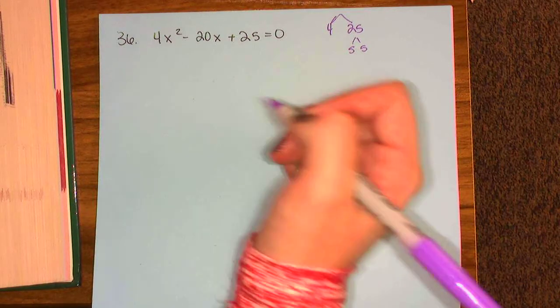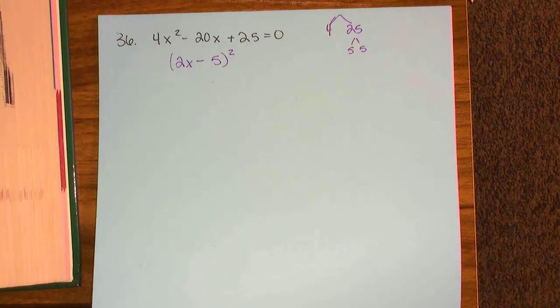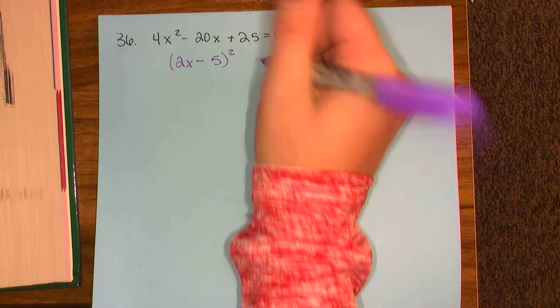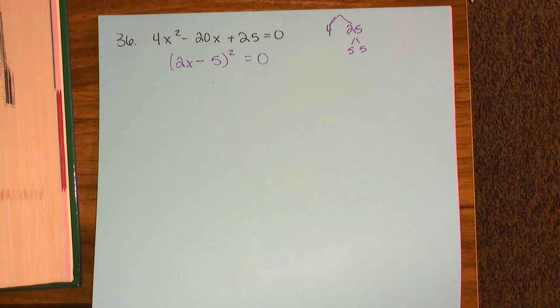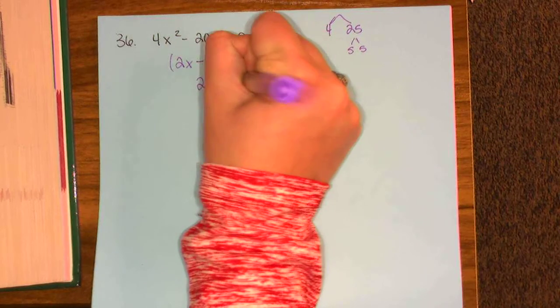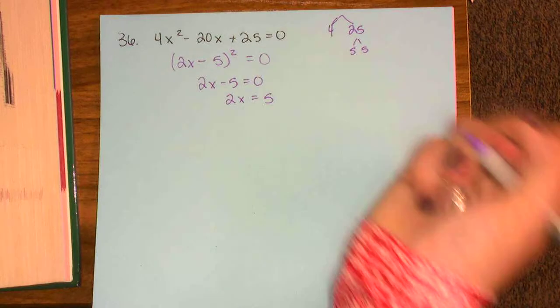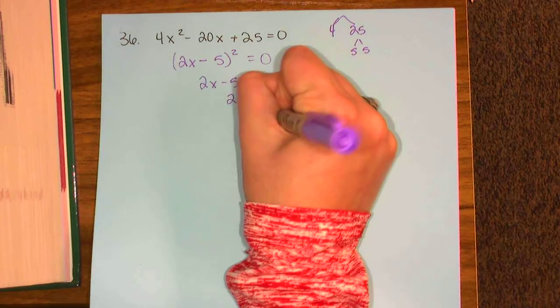So this is just 2x minus 5 squared is equal to 0. Now take the square root of both sides. So 2x minus 5 is equal to 0. 2x is equal to 5. X is equal to 5/2.